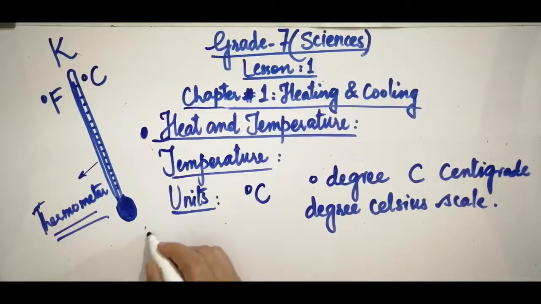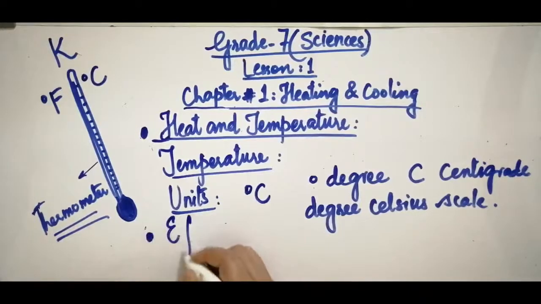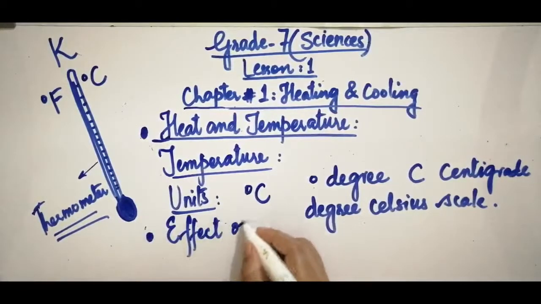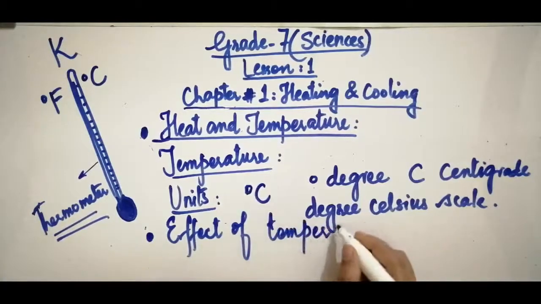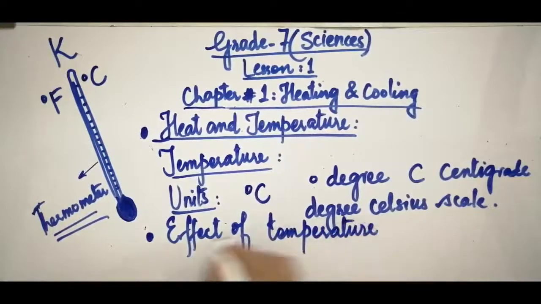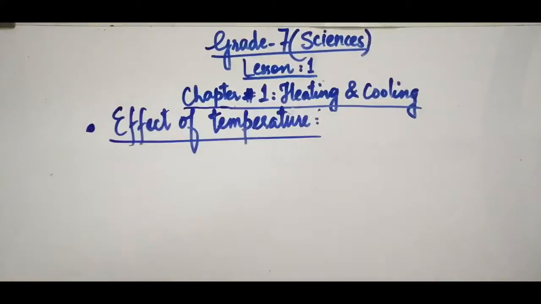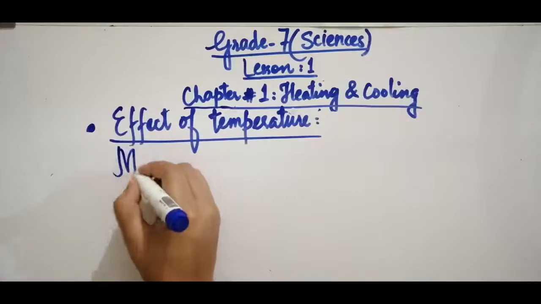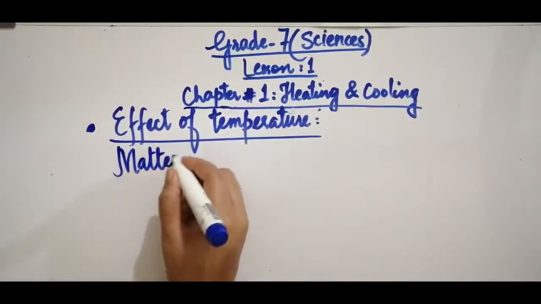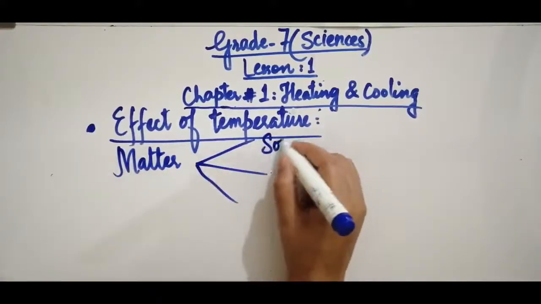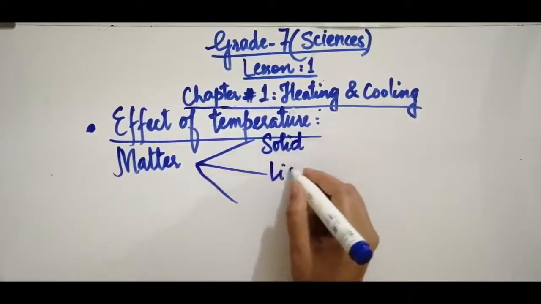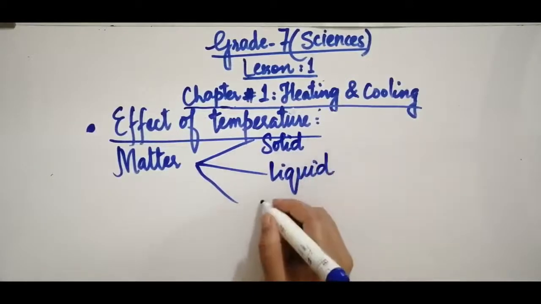Now we are going to discuss the next topic, the effect of temperature on different substances. What are these different substances? Liquid, solid, and gases. As we already know, matter, that is any substance, exists in three different states: solid, liquid, and gas.